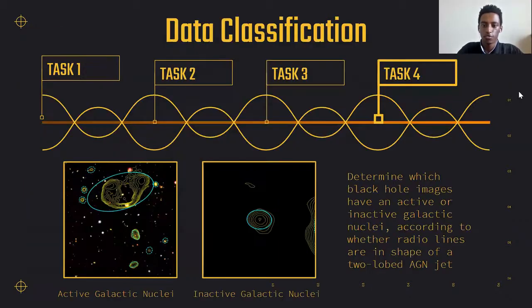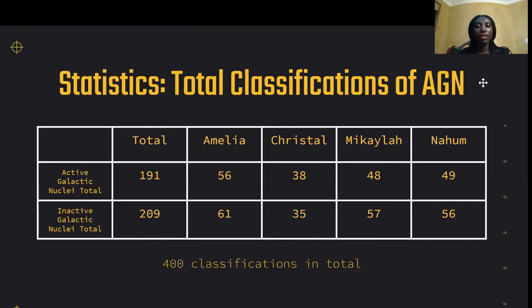For the last task, we determined which black hole images have active or inactive galactic nuclei according to whether the yellow contour lines, which represent the radio emission, have a double-lobed AGN jet shape. It is through this process of analyzing the activity of the galactic nuclei that scientists have been able to discover new evidence from double-double radio galaxies, which suggests that the activity of these active galactic nuclei may change over time.